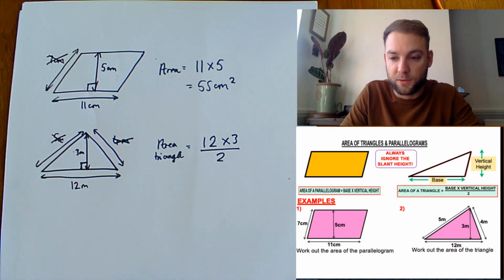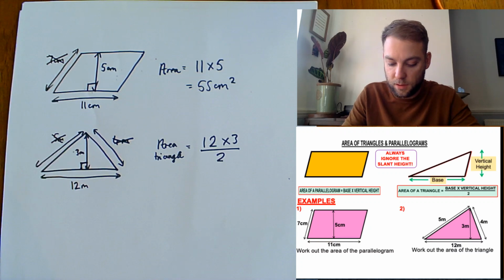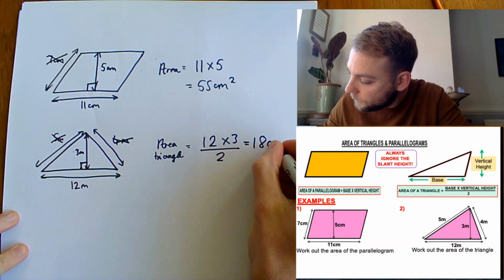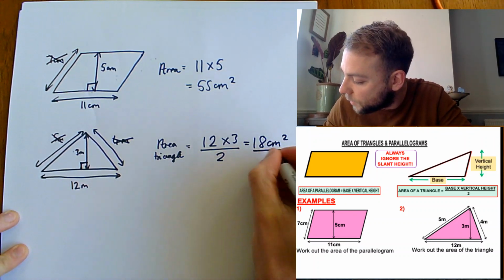So 12 times 3 is equal to 36. Divided by 2 is equal to 18. Let's just check that again. 12 times by 3, 36, divided by 2 is equal to 18. Remember your units on that, which are centimetres squared.